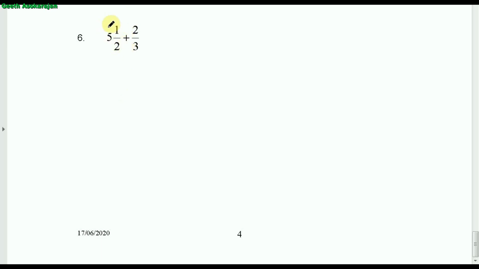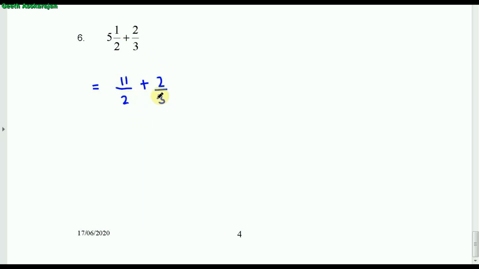Right, number 6. 5 1/2. Let's convert this mixed number to an improper fraction. So I'll write down that over 2 here. So as for the numerator term, 2 times 5. 2 times 5 is 10. Plus the 1 is 11. Plus the 2 over 3.